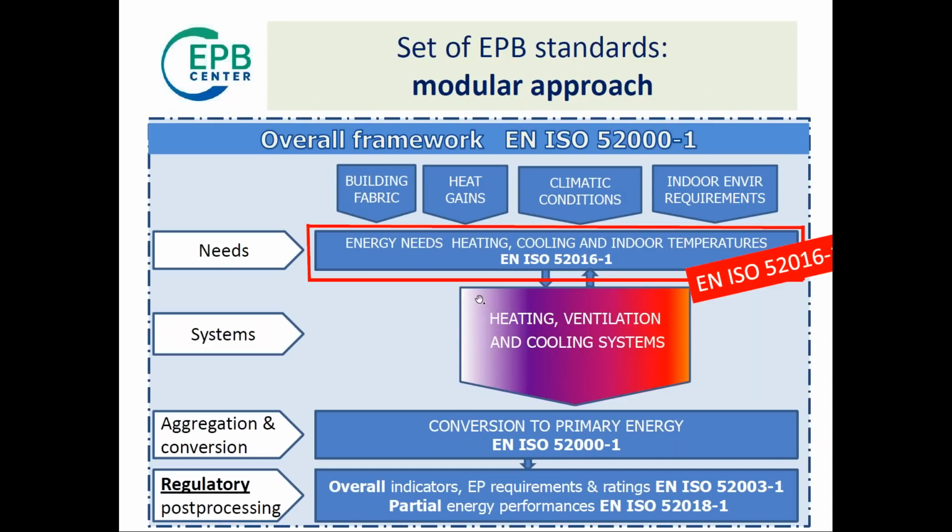Another feature of the set of EPB standards is that it follows a modular approach. There are several ways to illustrate this. This is one of the ways where you have information on the building fabric, heat gains, climatic conditions, indoor environment requirements. That brings you to the energy needs for heating and cooling and indoor temperatures. So that's the main subject of my presentation, EN ISO 52016. The calculated energy needs are then an input for the standards on the systems, heating and cooling systems, ventilation. And there's also an interaction with ventilation, by the way.